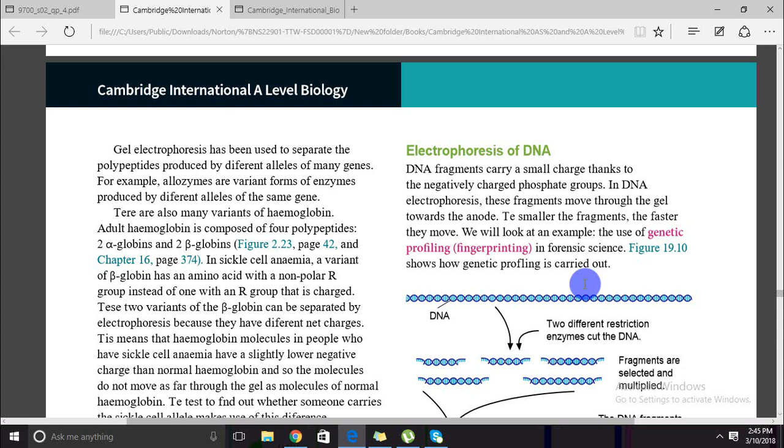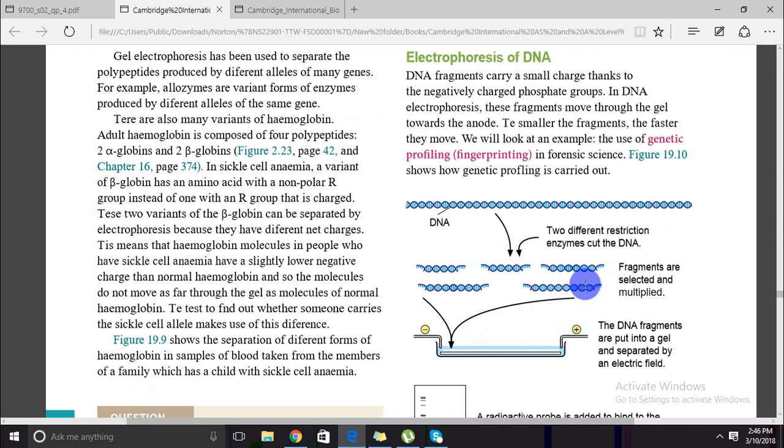And the variants can be separated by electrophoresis because they have different net charges. So this means that hemoglobin molecules in people who have sickle cell anemia have a slightly lower negative charge than normal hemoglobin, and so the molecules will not go as far through the gel as a molecule of normal hemoglobin.